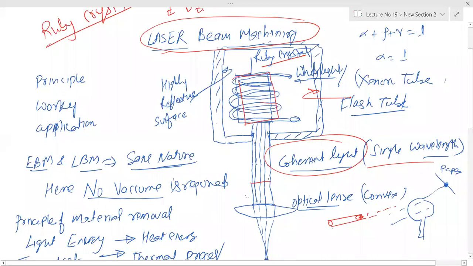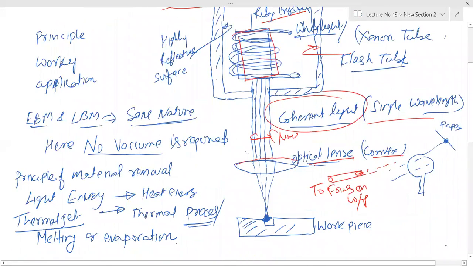That is a very small diameter, in microns, and we use an optical lens, that is convex, to focus on a workpiece, and finally the workpiece receives that concentrated light, right? And finally this light energy gives heat to the workpiece for melting. So the principle is very simple, right?